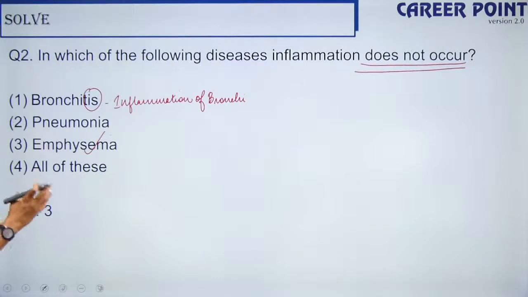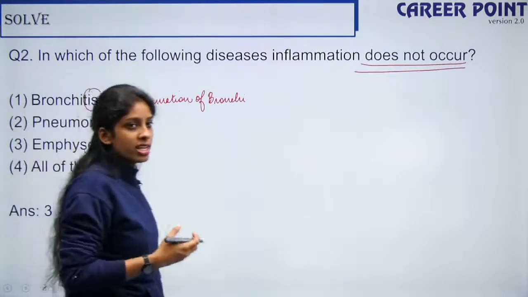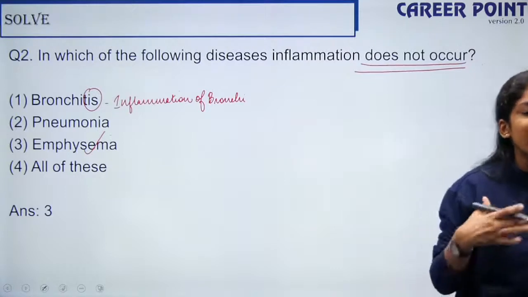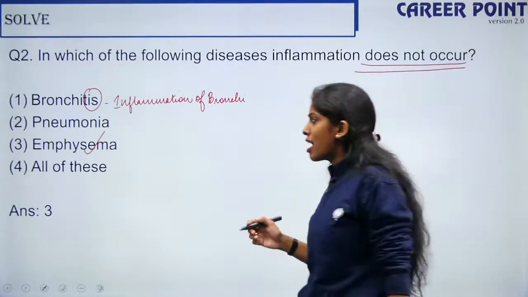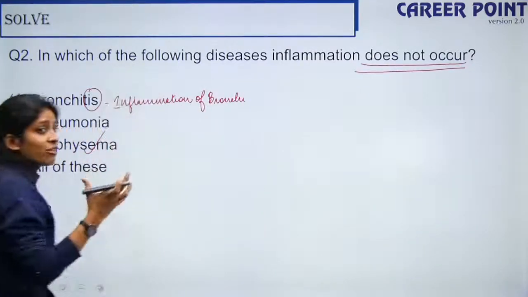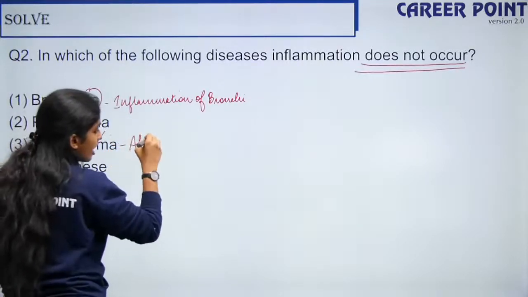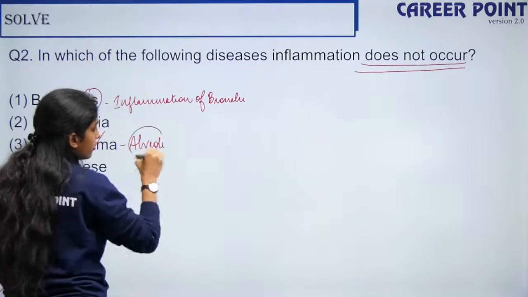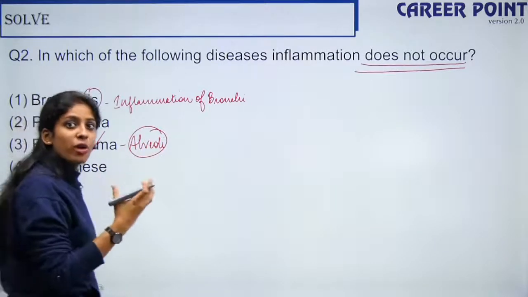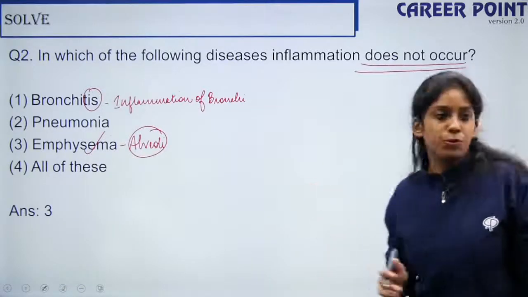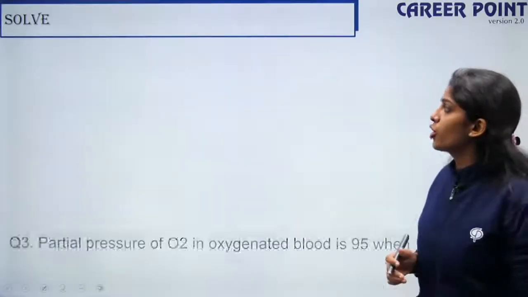Bronchitis is inflammation of the bronchi, that is understood. So pneumonia is the inflammation of what? It's an infection of the lungs. Okay, so again you have the bronchioles getting inflamed here. But emphysema is the thickening of your alveoli, right? Here your alveolar wall gets damaged and it is not inflammation. So the right answer here is option 3. Absolutely right. So we go to question 3.